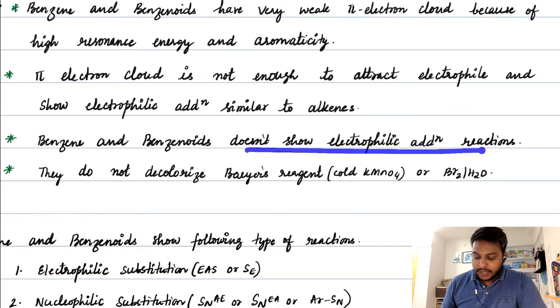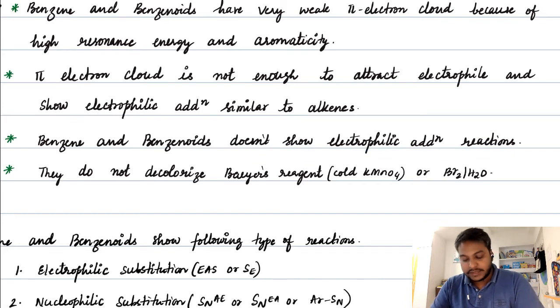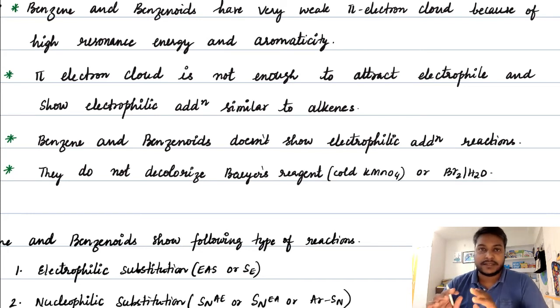So benzene and benzenoids do not show these electrophilic addition reactions, which means when we treated alkenes with Bayer's reagent or bromine water, we saw they get decolorized, right? And that is a characteristic way of finding out whether there is a presence of alkenes or alkynes. Usually alkene or alkyne unsaturation can be identified. But when it comes to benzene or benzenoid forms, we cannot make that reaction happen. Hence, we say benzene is more or less like saturated for these reactions. Clear? So there is no electrophilic addition that takes place here.